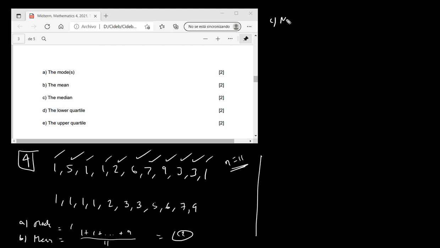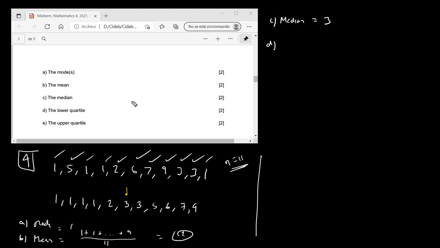See the median. What is the median of this data set? Well, it's the value that partitions the set in two equal parts, which is, I think, number 3, right? There are 5 numbers to its left and 5 numbers to its right, so yes, the median is 3.